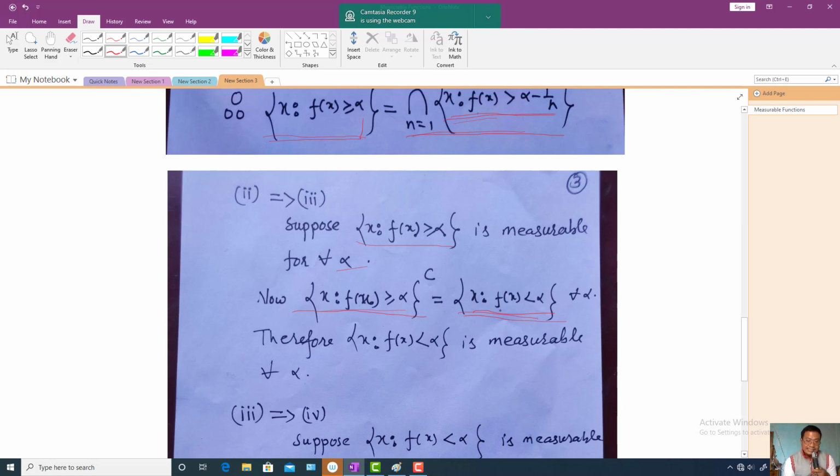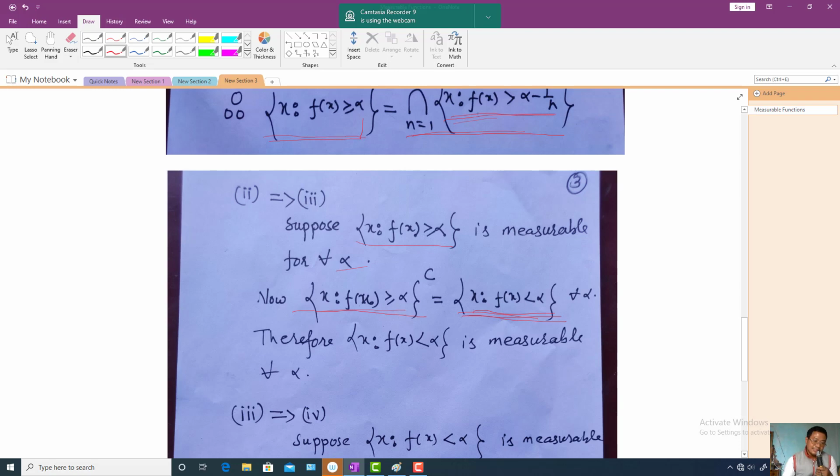Okay, so this is statement number 3. X such that f of x is strictly less than alpha is statement number 3. This is all measurable now. So from statement number 2, now we are able to establish statement number 3.